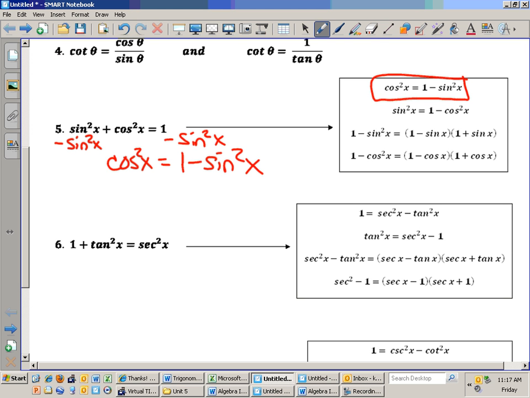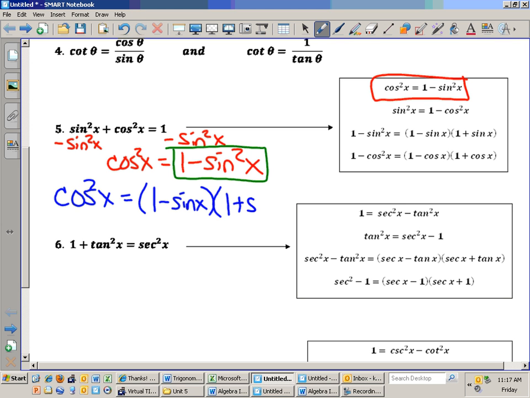Do you know what else we know? Look at 1 minus sine squared. Do you notice anything interesting about it? It's the difference of two squares. It's factorable. And as a matter of fact, you could write this as cosine squared of x is equal to 1 minus sine of x times 1 plus sine of x. And so, as you can see, there's a lot of different ways that we can express this.